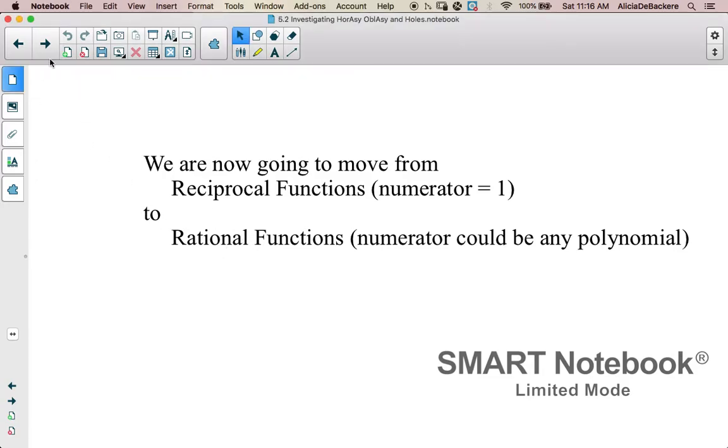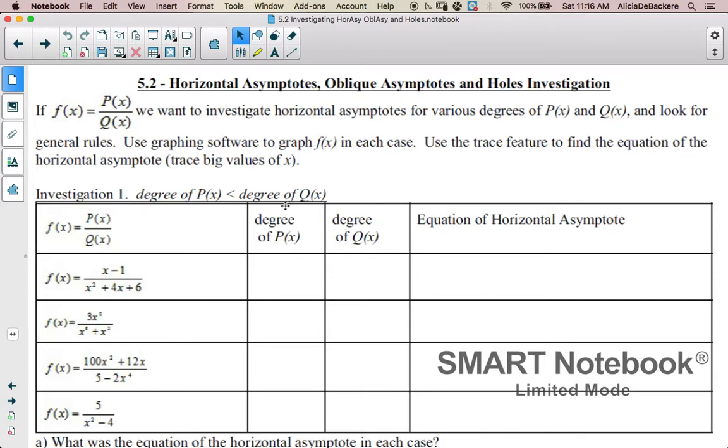So today's lesson is an investigation. In these investigations, we're always looking at a fraction involving some algebra. So I'm going to call the numerator of the fraction p at x throughout this worksheet and the denominator q at x. And what we're going to be looking at is what happens to horizontal asymptotes for various degrees of the p and of the q. And then we're going to look for some other general rules. We are going to use Desmos to help us figure this out.